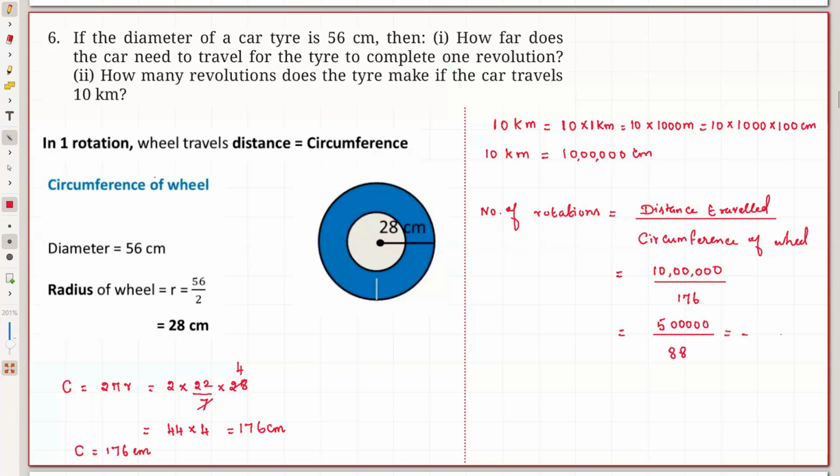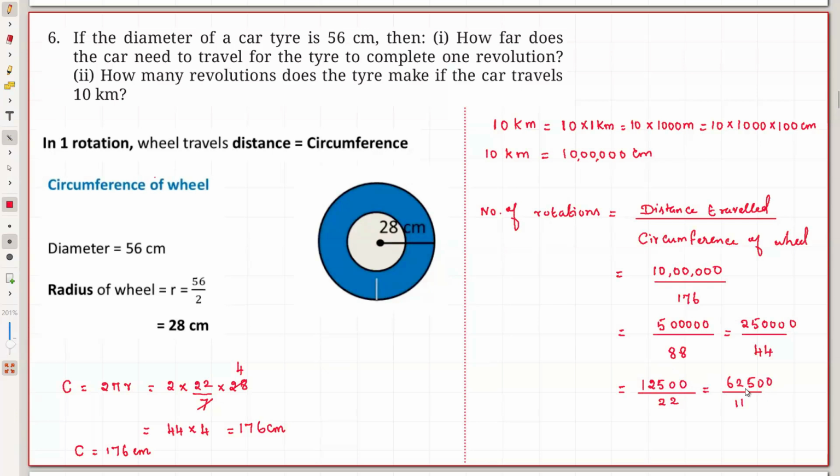Again I can go with the 2 table. 44. Here 50 means I'll get 25, so 25 with balance 4 zeros. Again we can simplify with the 2 table, so I'll get 22. So 22 here, and I get 1, 2, 5, 0, 0. Again 2 table: here 11, and here 6, 2, 5, 0, 0.